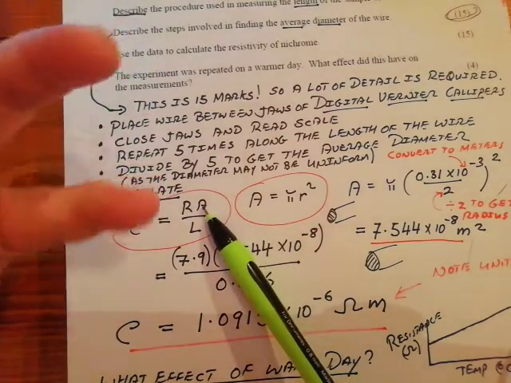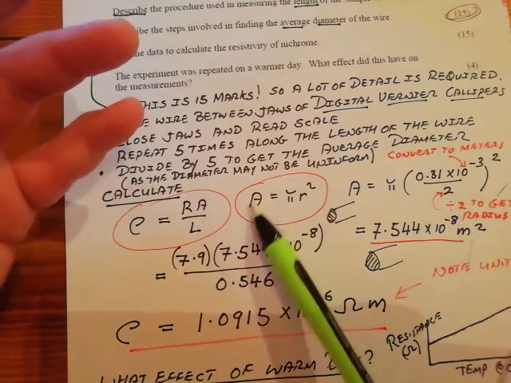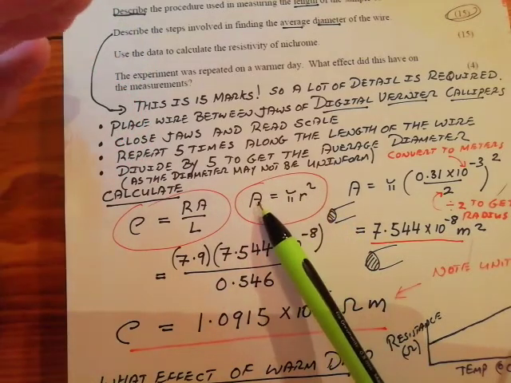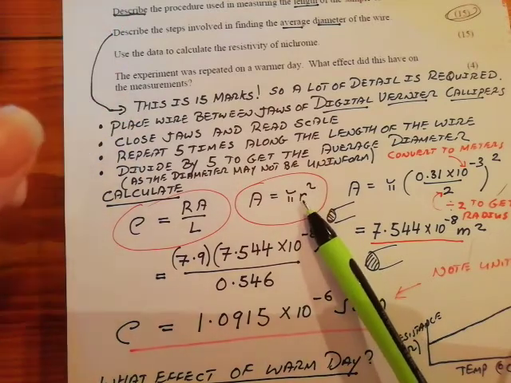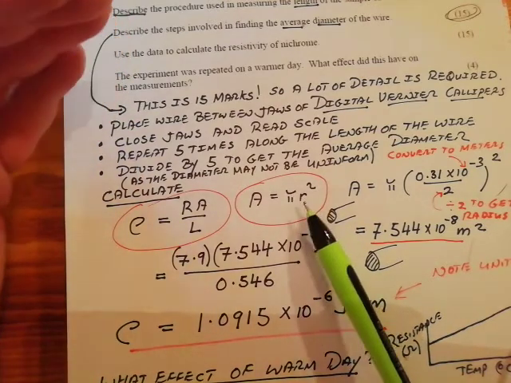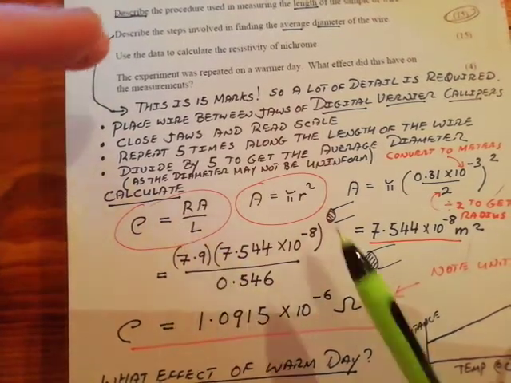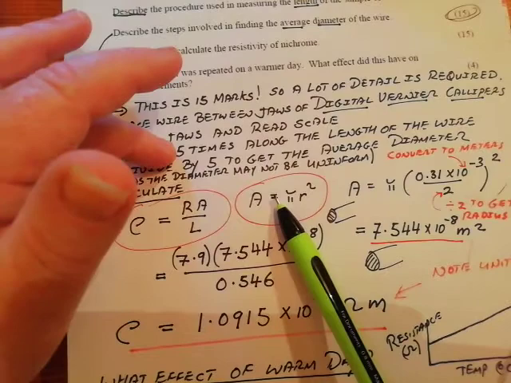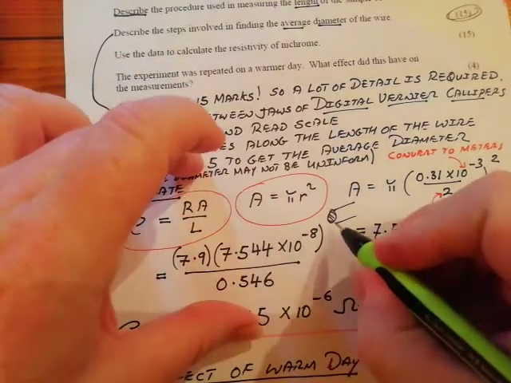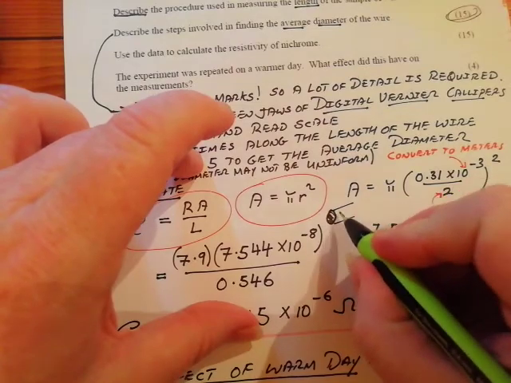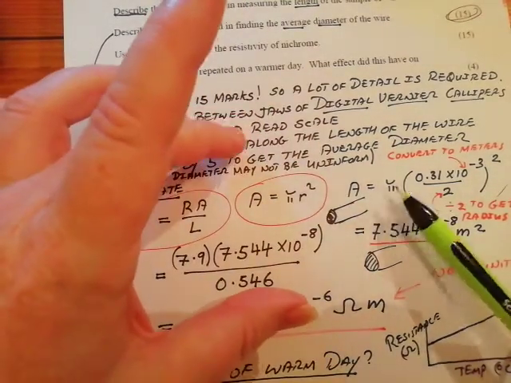Because you can't measure area directly, area is a calculation. I write down the formula, area is pi r squared, where r is the radius of the wire. Note, small r for radius, large R for resistance. Using this formula, I calculated the area of the wire. And the area of the wire is that little area there, the cross-sectional area of the wire. Area is pi r squared.